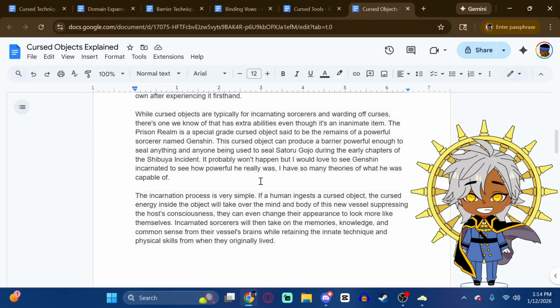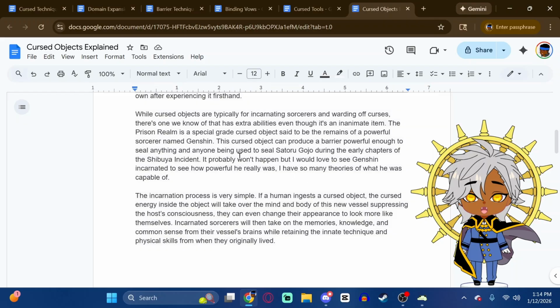So the only thing is that when you're placing a cursed object somewhere for the sake of warding off cursed spirits, you can't make an additional binding vow. And that's because the object already has a binding vow on it from its time of creation. That binding vow being that it can't be destroyed, but it also can't harm others.